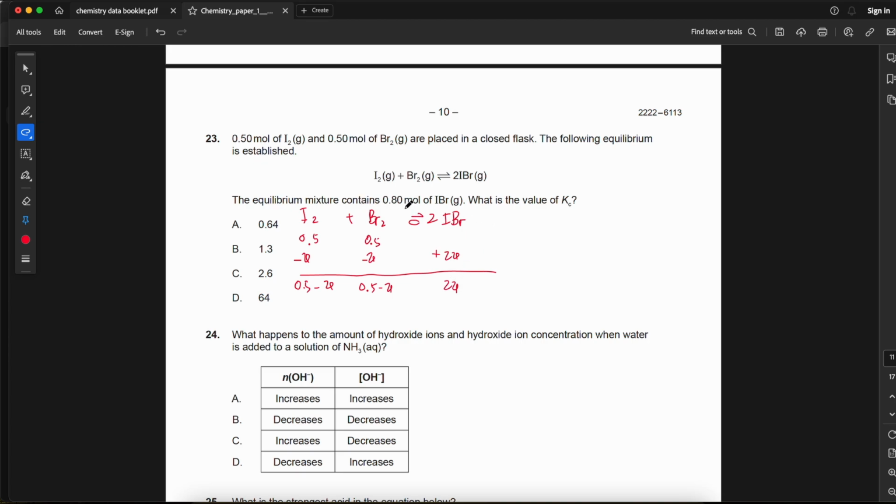The equilibrium mixture contains 0.8 mole of IBr. So 2x equals 0.8, and x will be 0.4 mole. So this one will be 0.1, this one will be 0.1, and this one will be 0.8. If we plug into the formula, that would be IBr squared, because the coefficient is 2, over I2 and then Br2. So 0.8 squared over 0.1 times 0.1, you will get 64.